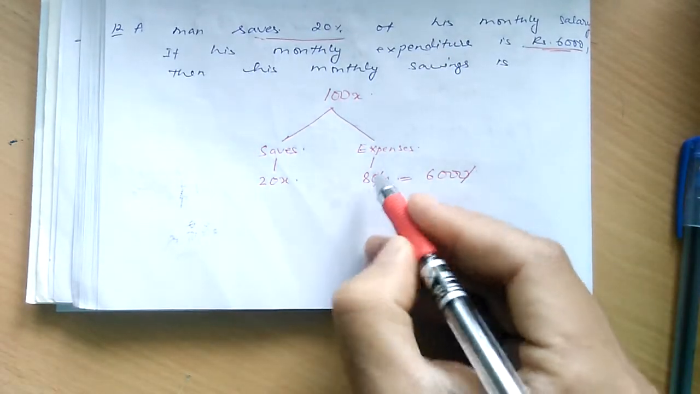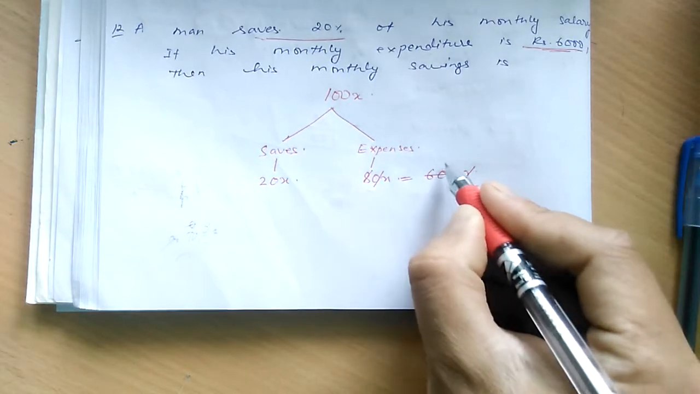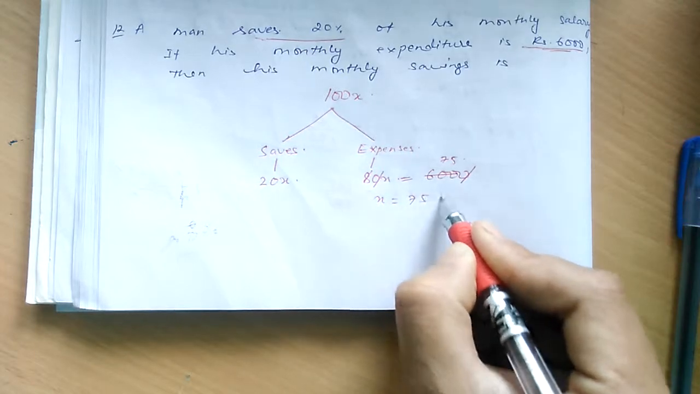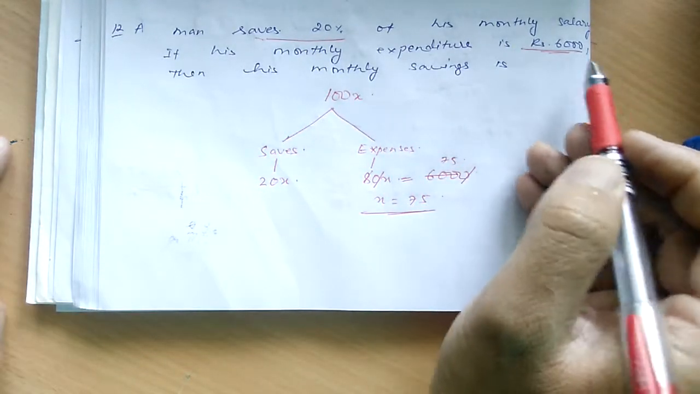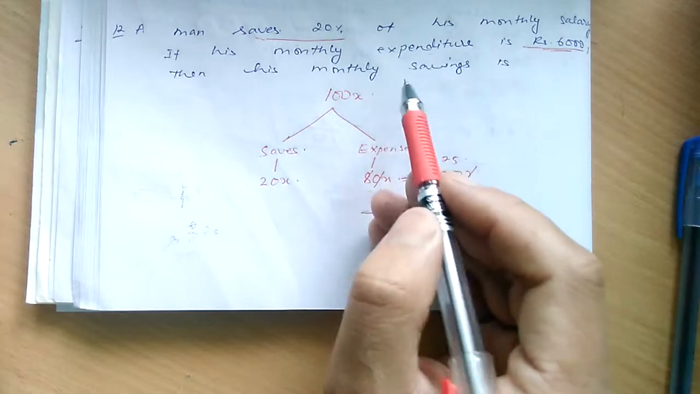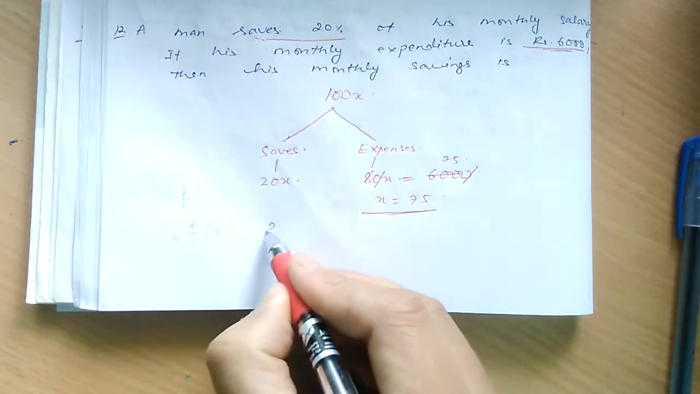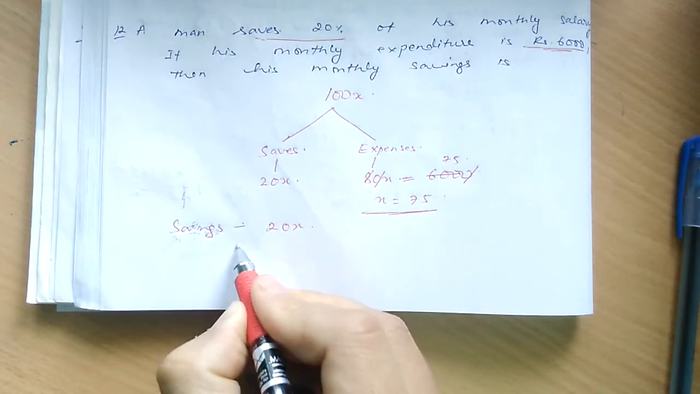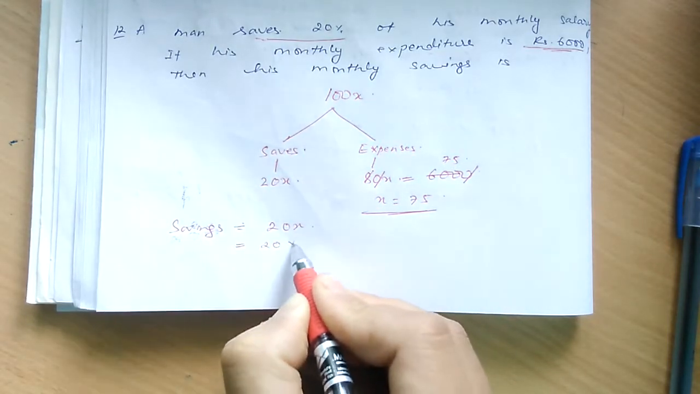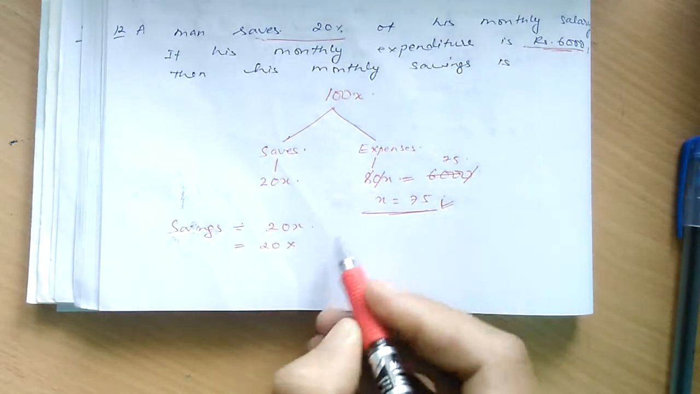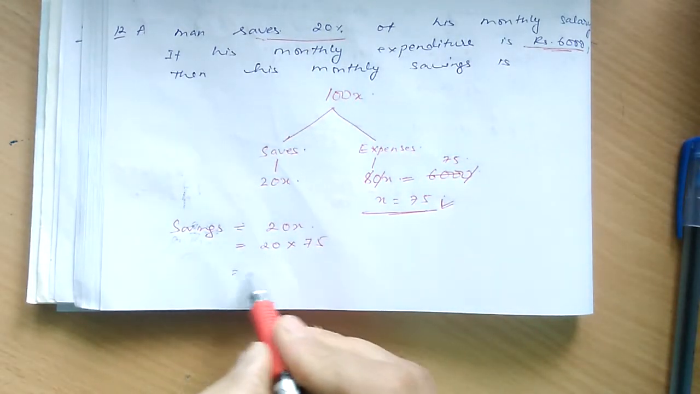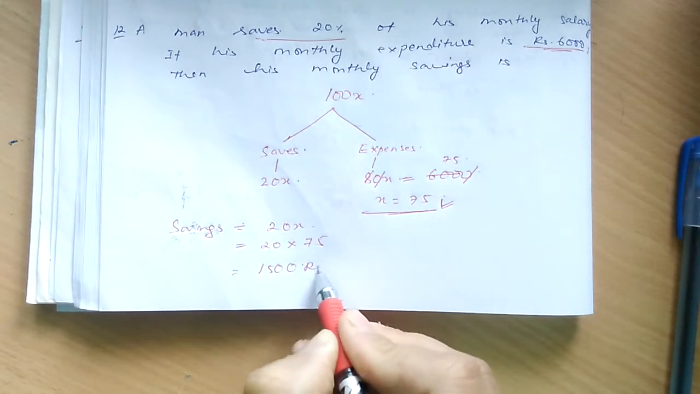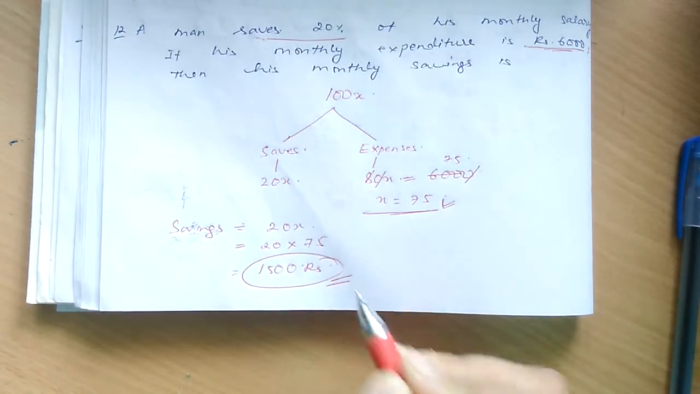20 gets cancelled. 75. So x is equal to 75. Now the question they have asked is to find his monthly savings. His savings is 20x. The value of x is 75 from here. So 75 into 2 is 150 and 0. So rupees 1500 is his savings.